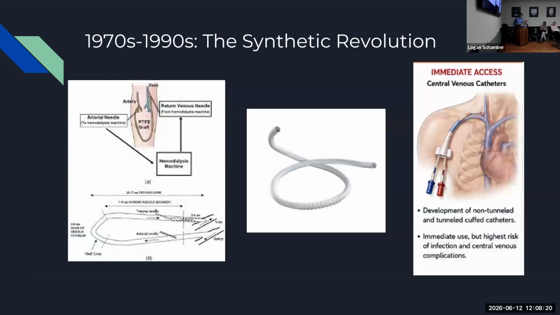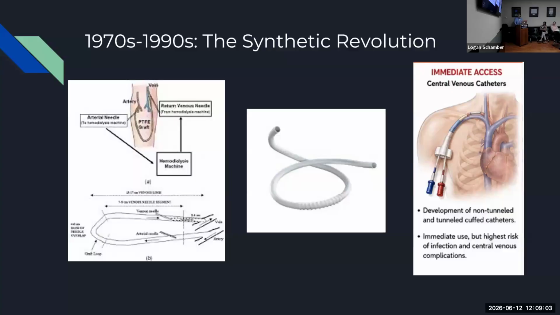So jumping ahead to the 70s to the 90s, we have the synthetic revolution. Now, unlike the previous fistulas, internal fistula, external fistula, I wasn't able to identify one single credited inventor of our synthetic grafts. But the revolution itself came from the innovation of something called PTFE, which some of you may know as polytetrafluoroethylene. This later, during the 70s, became commercialized as expanded PTFE. And the field of vascular surgery was rapidly advancing at the time, and they were already using this synthetic material to make prosthetic vascular material for bypasses, aortic repairs. And so the same thought process was applied to hemodialysis access.